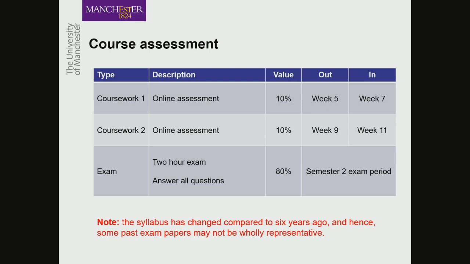There are some past exam papers available on Blackboard. Maybe you can find them somewhere else as well. But please note that the syllabus has changed over the years. So not all of the questions that you can find in previous papers may be relevant to this year. From 2018 and 19 onwards, the papers will be more relevant, but previous papers like 2014-15 may not be that relevant, although there will be some relevant questions within the exam.